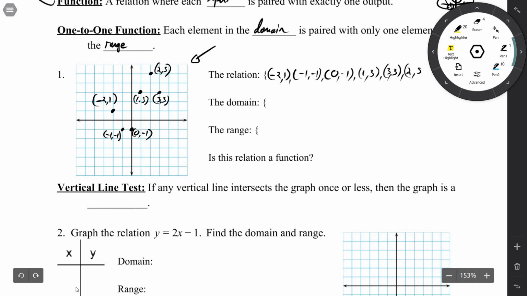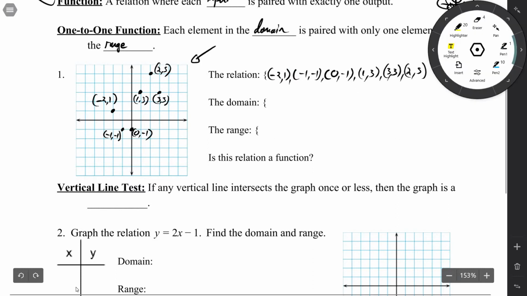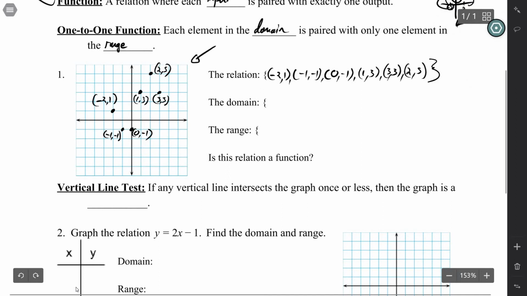These don't need to be in any specific order. Usually you do like to go in sequential order from domain to domain, the inputs. I skipped around a little bit right here, but that's not a big deal. This is still a relation. They do not need to be in any specific order, so don't worry about that.